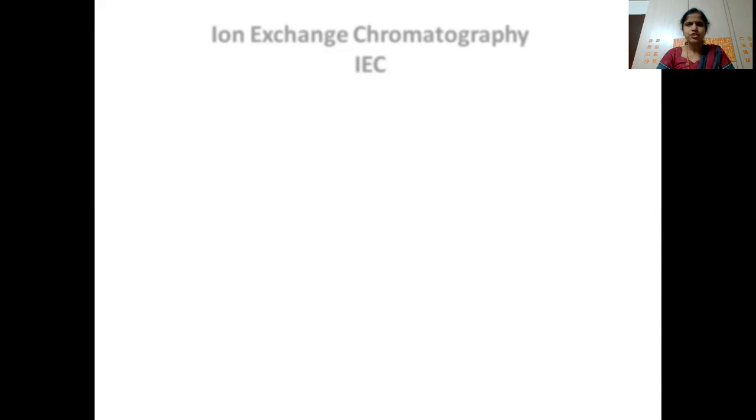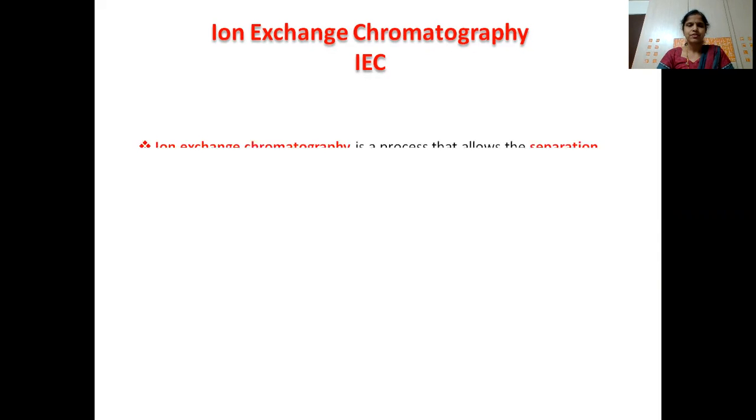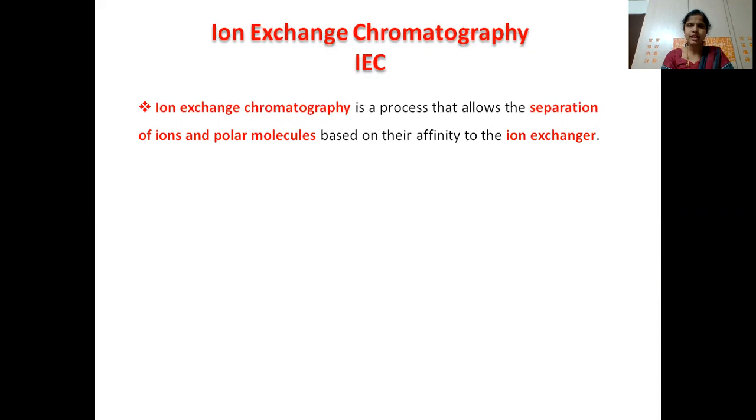Now, what is ion exchange chromatography? As in the name itself, it is nothing but the exchange of ions. So let us see the definition of ion exchange chromatography first. It is a process that allows the separation of ions and polar molecules based on their affinity to the ion exchanger. Now in this ion exchange chromatography, we will be using an ion exchanger. This is very important. The ion exchanger is used, which is acting as the stationary phase. Now how the separation takes place is based on their affinity to the ion exchanger.